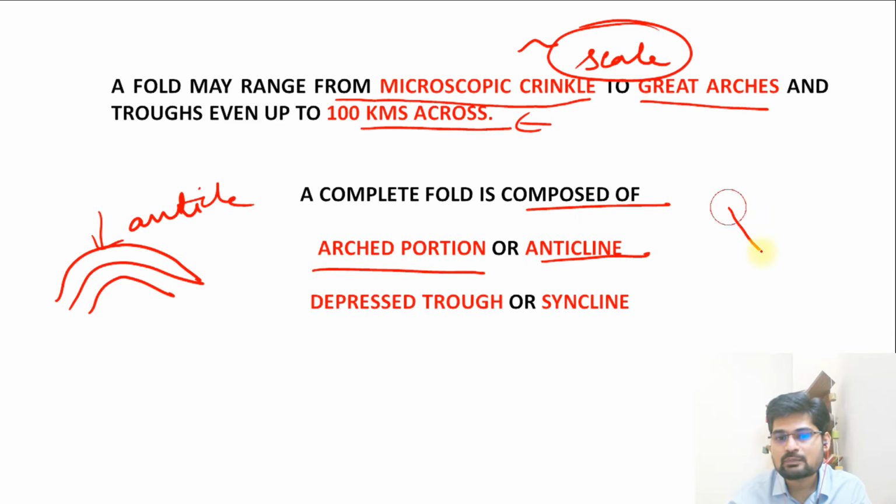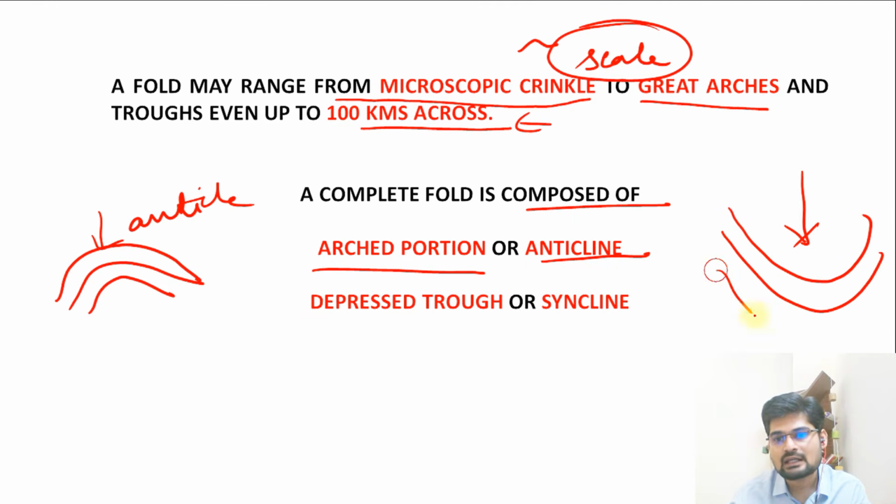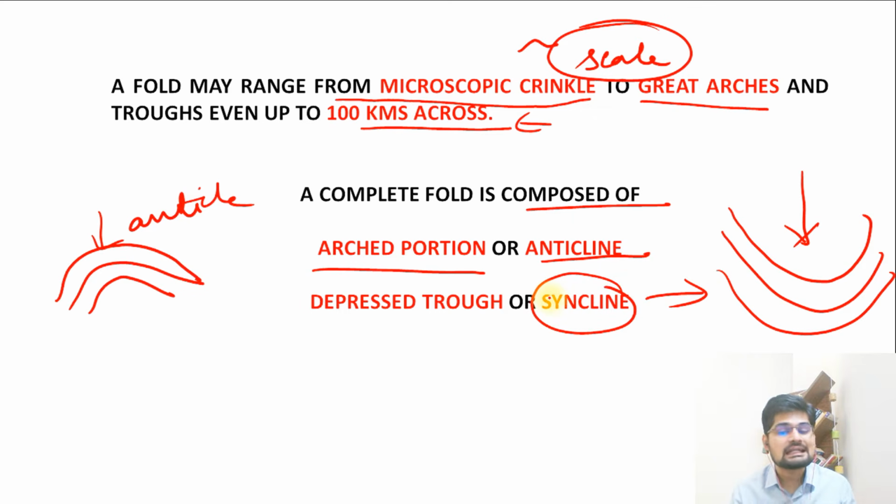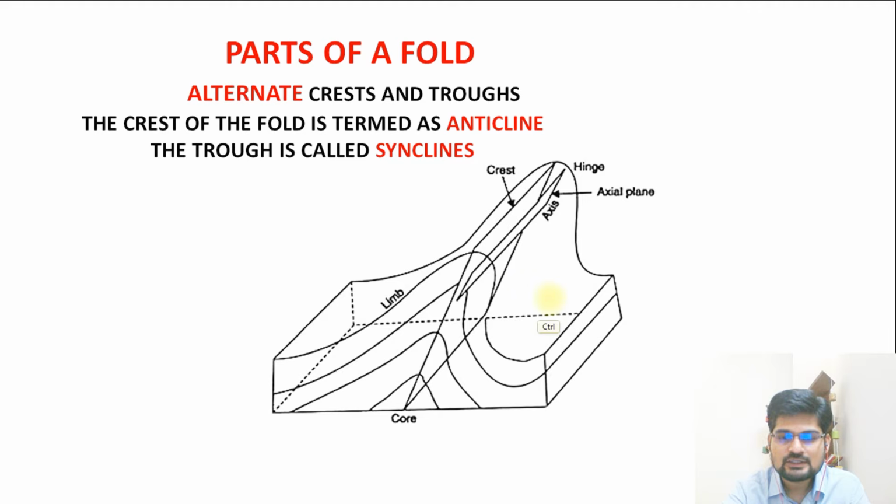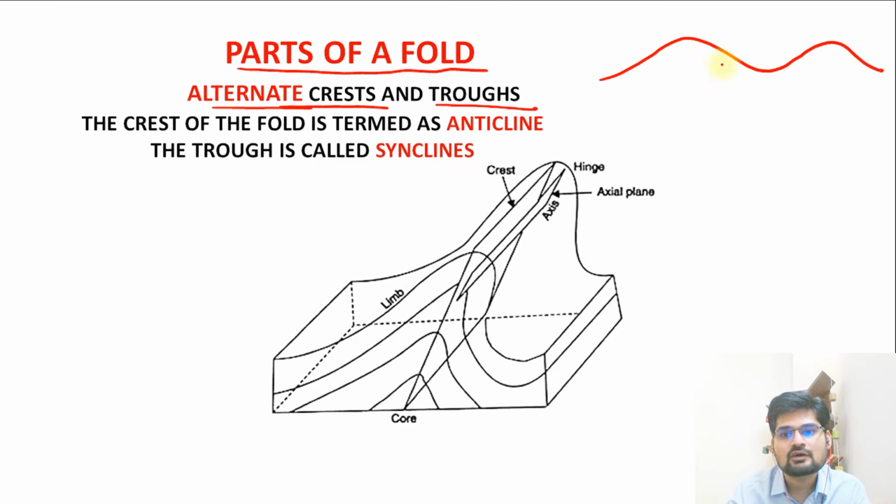And when there is a depression, if it is folding downwards, that depression is called syncline, right? So remember, the words anticline and syncline are going to come again and again when we are studying physical geography, especially geomorphology. So now let's understand the various parts of this fold, the anticline and syncline, as we studied. Alternate crests and troughs, that is important here when we talk about folding of rock layers.